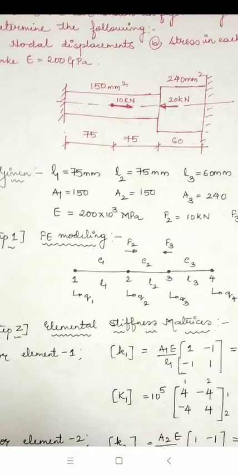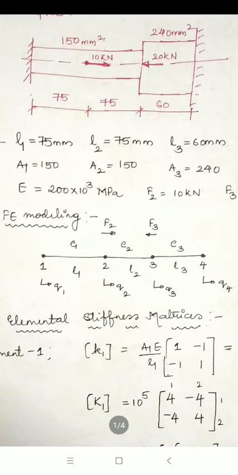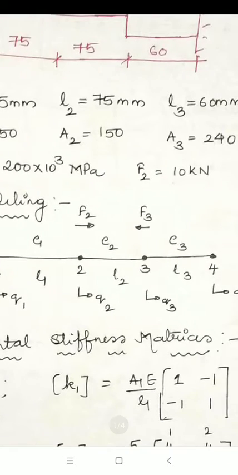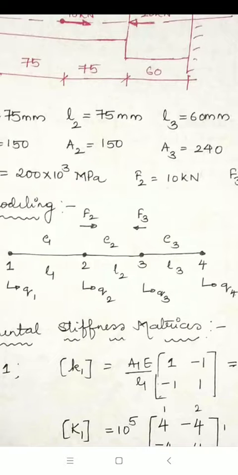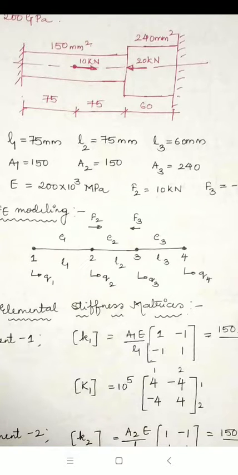Step number 1, FEA model. In this step, we have to draw a line diagram of the bar element, represent all the nodes, and do the node numbering here. Node numbering is done like this. At the extreme left side, I have taken node number 1, and the point where 10 kilonewton is acting, that I will consider as node 2, and the point where 20 kilonewton is acting, that I have considered node number 3, and the extreme right side I have taken as node number 4.